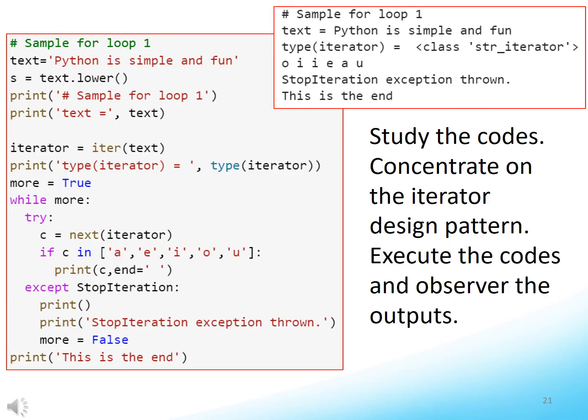Here is the sample loop 1, written in an indefinite while loop instead of the definite for loop. Study the codes. Concentrate on the iterator design pattern. Execute the codes and observe the outputs. Pause this video and do it.